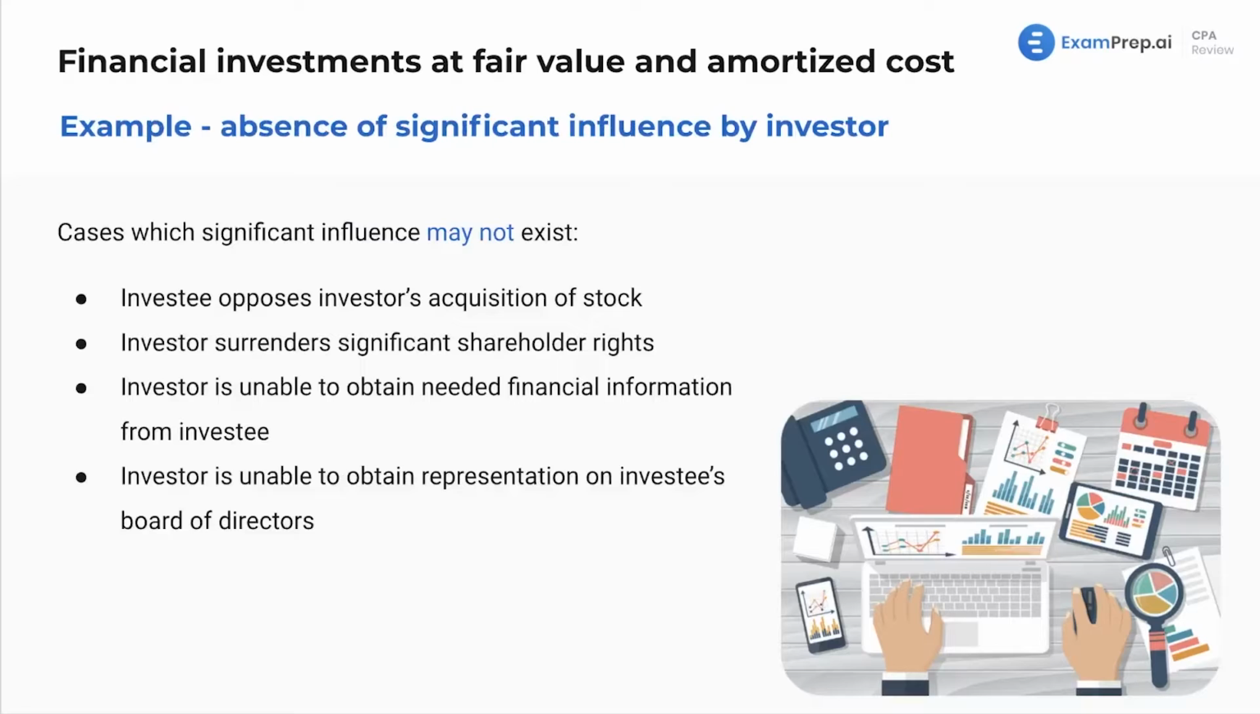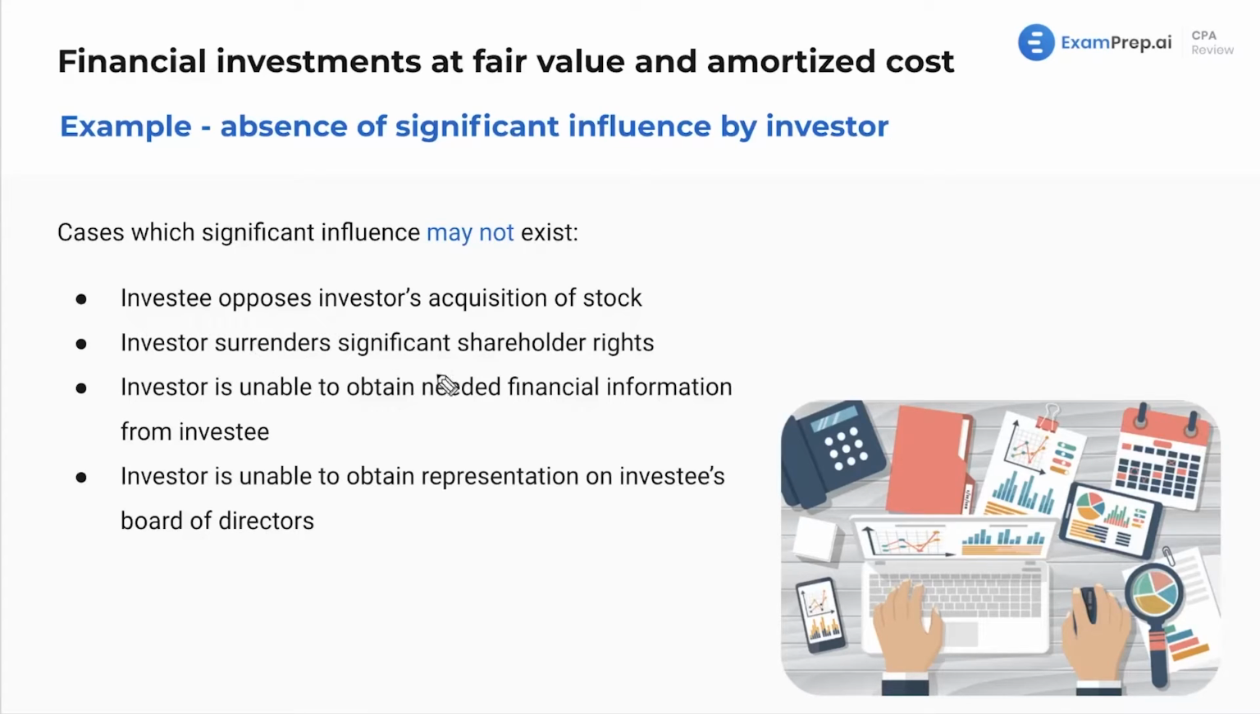All right, example, absence of significant influence by investor. These are cases in which significant influence may not exist. There'll be questions on, is there significant influence in this situation? You've got to answer that. So the investee opposes the investor's acquisition of stock. If the company you're investing in can push you away and say, no, you're not buying our stock, well, there's no significant influence there, in which case we would not go to the equity method.